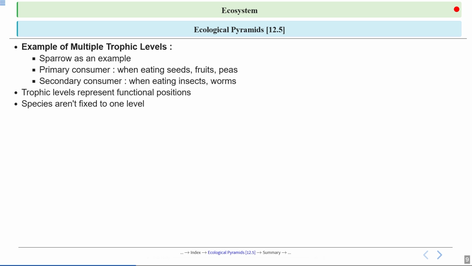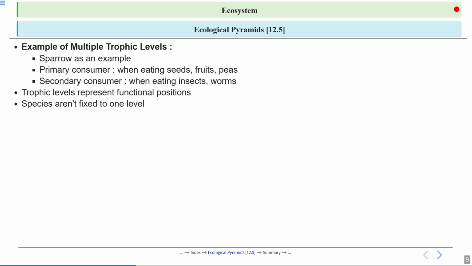Now, species aren't fixed to one level. Okay, just like the sparrow, many animals can operate at different levels at the same time. Clear? So a species can be placed as a primary consumer, or it can be placed at a different trophic level, such as secondary consumer or tertiary consumer, depending on its diet, whether it is a herbivore or an omnivore. Usually omnivores occupy multiple trophic levels.